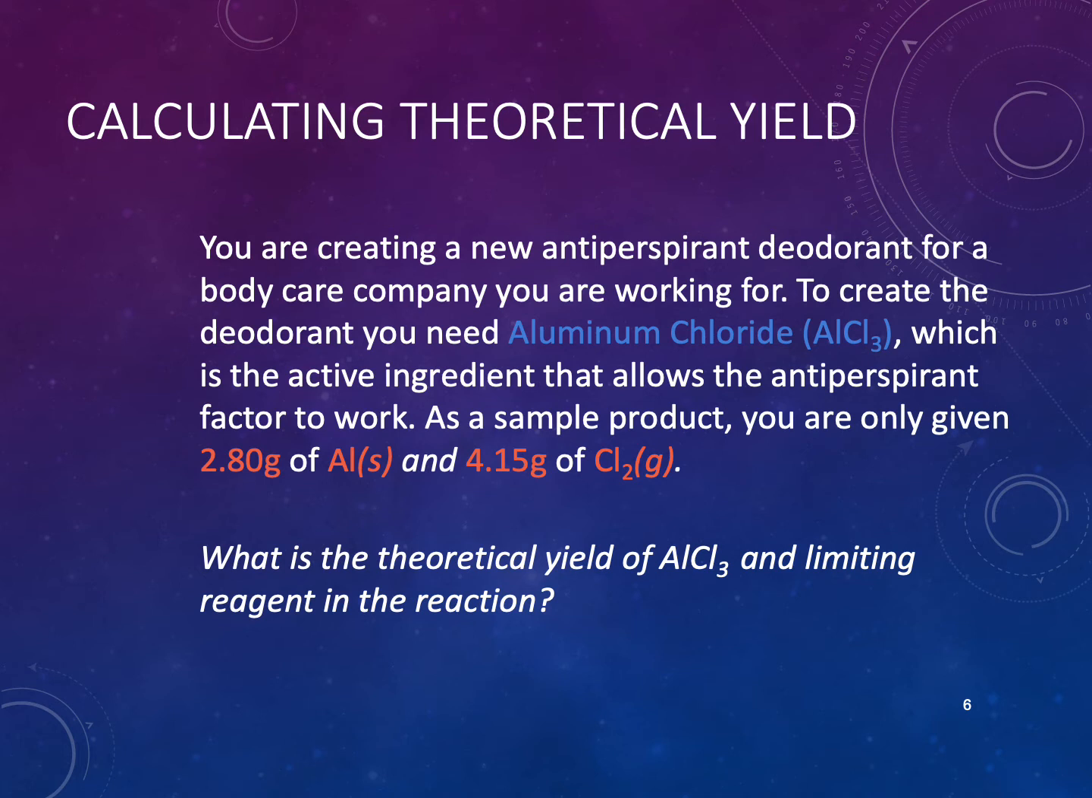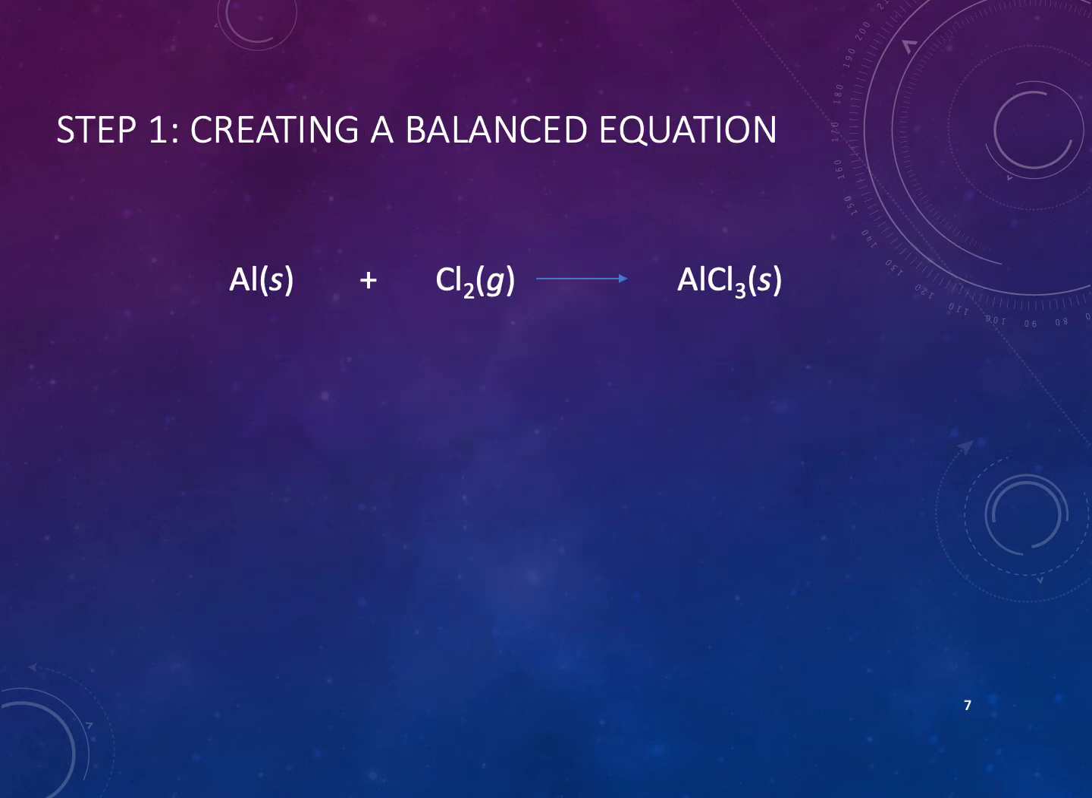Straight off, you can see that we are given two masses of the reactants, and that is going to be something we're going to keep in mind here. So first thing we have to do is create a balanced equation. This is crucial in solving for theoretical yield.